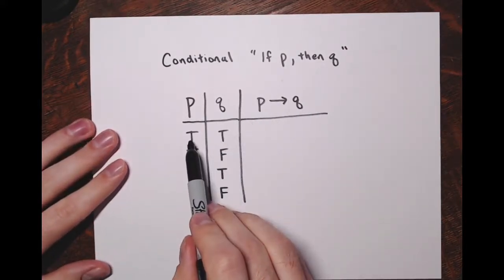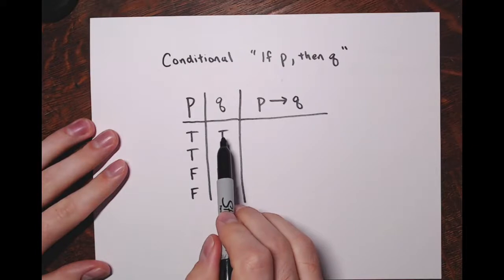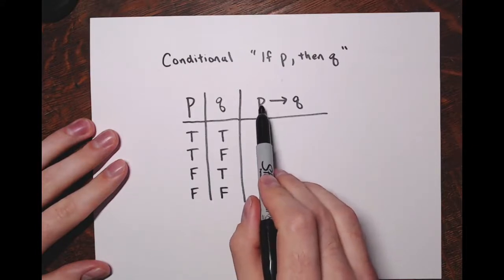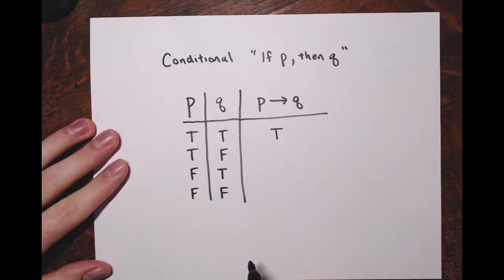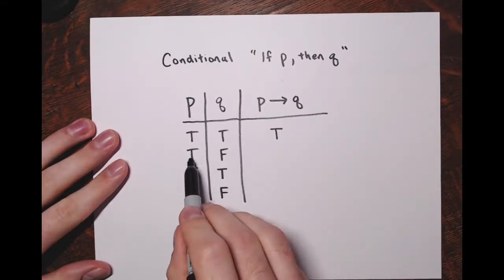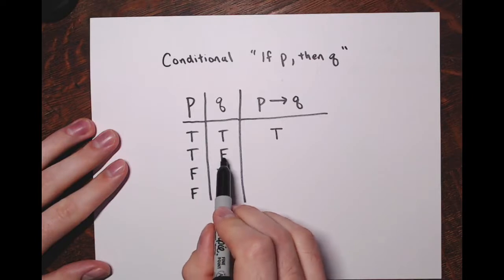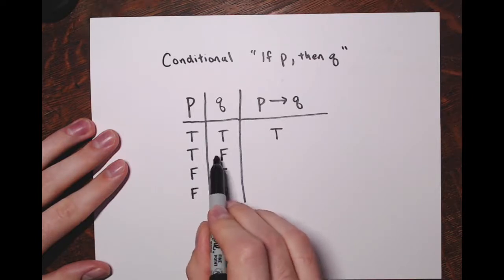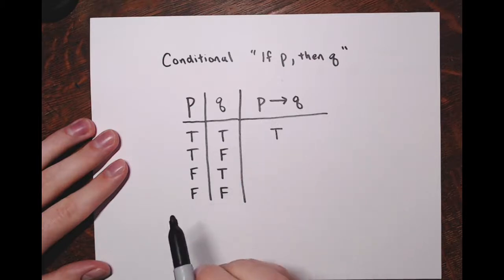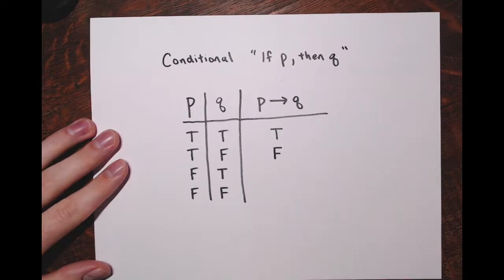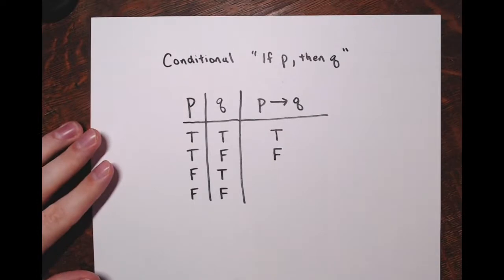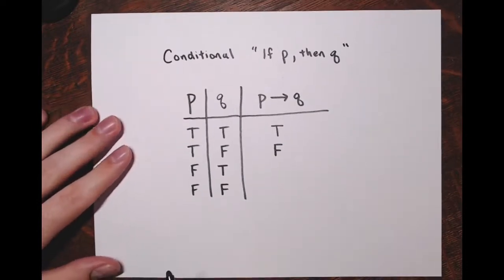If the hypothesis is true and the conclusion is true, then if P then Q is considered a true statement. If the hypothesis is true and the conclusion is false, this is the only time the if P then Q statement is considered a false statement. And I'll explain why that's the only time it's considered false. I'll read you their explanation in a minute.